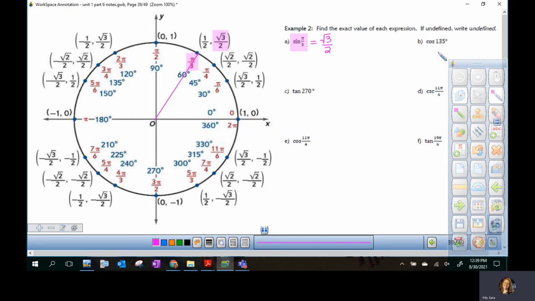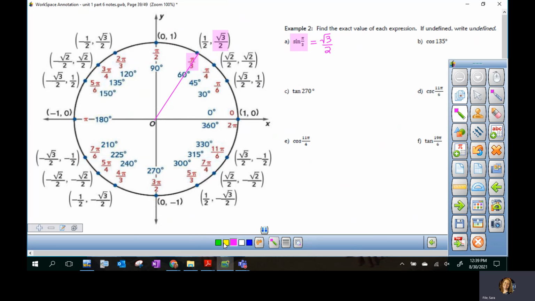Okay, so for B, B says, what's cosine at 135? So I'm going to say, okay, so 135 degrees is here. And they want to know at 135, what is cosine? Does cosine correspond to the x or the y? So at 135, the x is negative square root of 2 over 2.